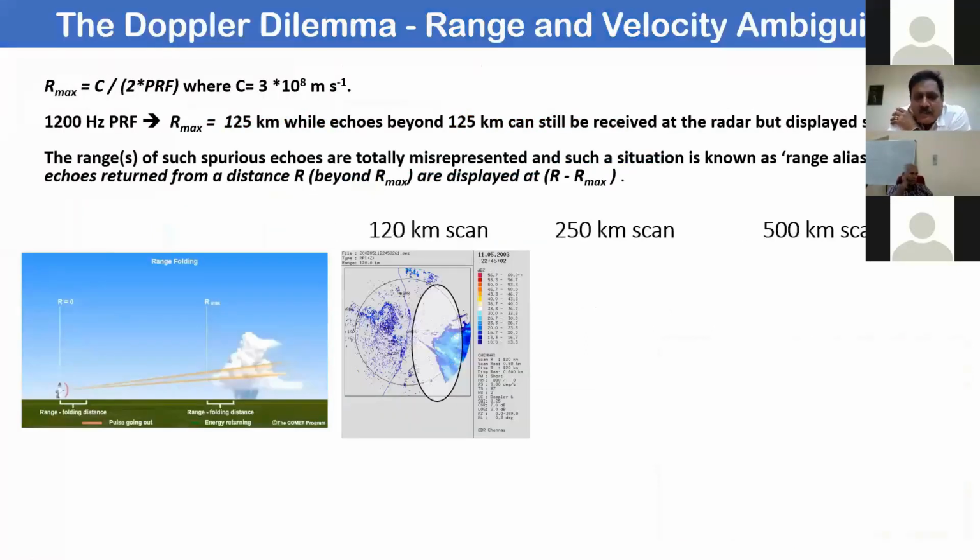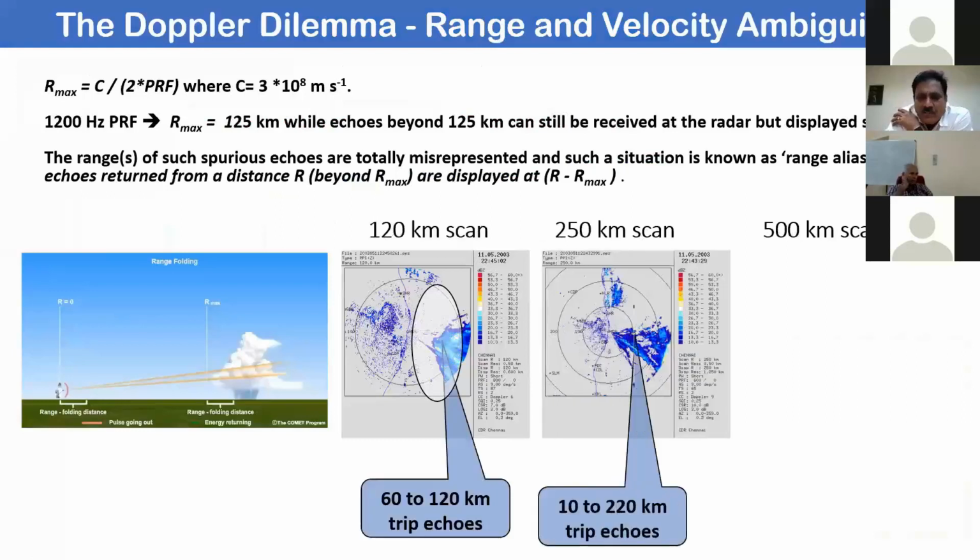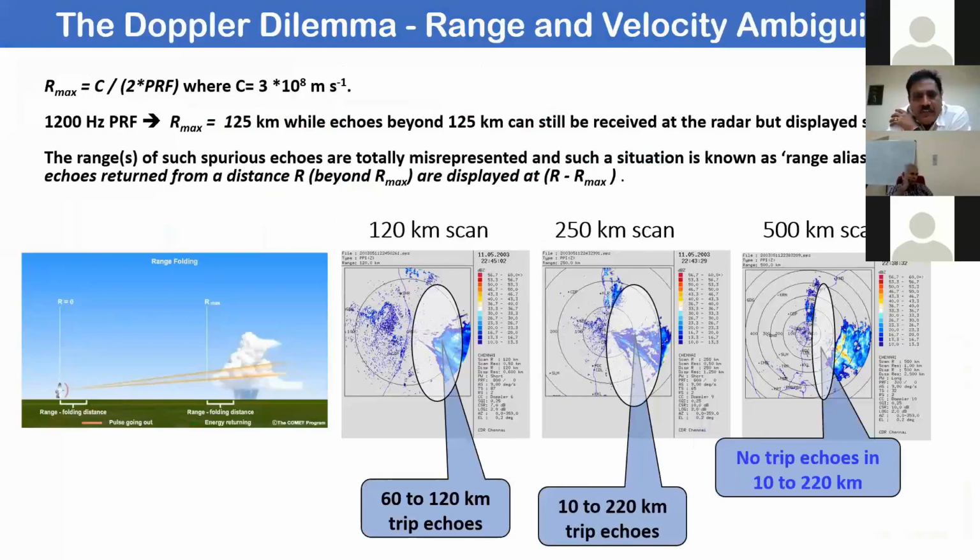And then this morning, I think Professor P.B. Rosar also mentioned this Doppler dilemma in a different way. As long as you have to fix your R max, that is up to what distance you want the data, based on that you will fix some PRF. It depends on your pulse repetition frequency. You fix some pulse repetition frequency, and you will get R max.